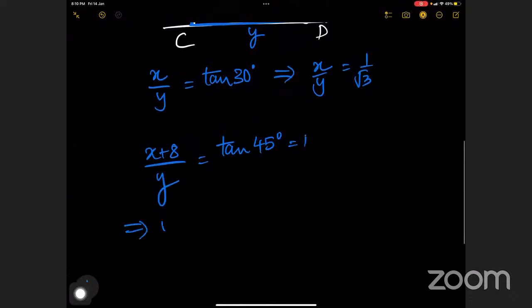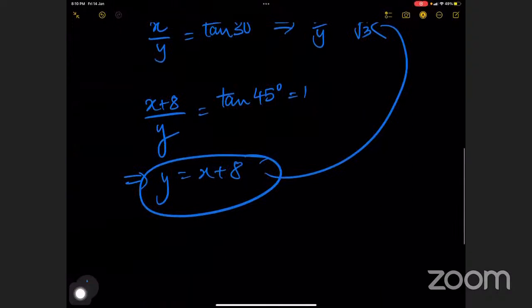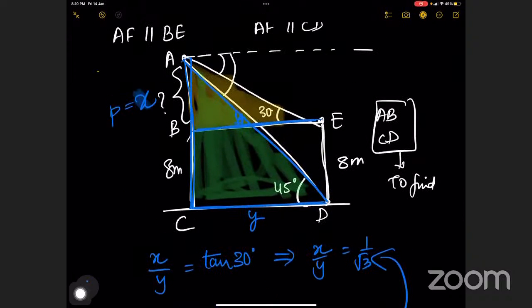So this means the value of y is x plus 8. Yeah. You substitute this value of y in this equation and you get the value of x. Okay. And then once you find the value of x, you again put the value of x here to find the value of y. Okay. So you find your x, you find your y, and then you get the value of AB plus BC, the height of the multi-storied building. And the value of y will give you the distance between the two buildings.